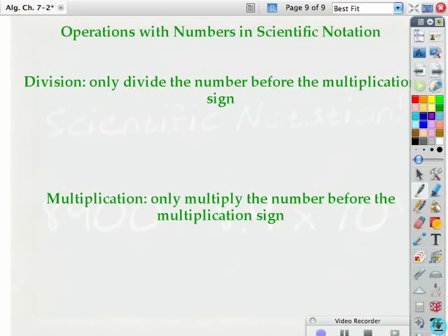Now, if you are dividing with numbers that are in scientific notation, it's actually pretty simple. All that you really have to pay attention to is the number ahead of the decimal point. So let's say I had 3.4 times 10 to the 3rd, and I wanted to divide that by 2. All you would do really is take this 3.4 and divide it by 2, which would give you 1.7, and you just keep it as times 10 to the 3rd.